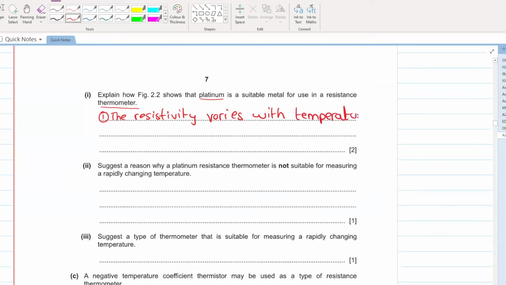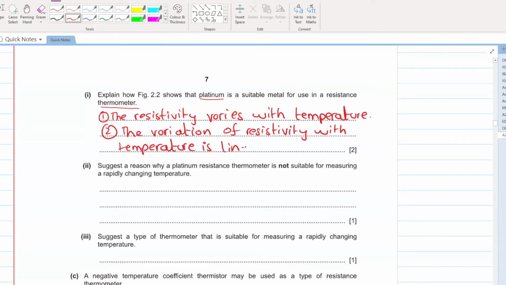Second of all, the variation of resistivity with temperature is linear. Perfect, nothing complicated here. Sir, is linearity compulsory? It is not compulsory. But can you see this is a two marker question? So we have to write two advantages of using platinum.